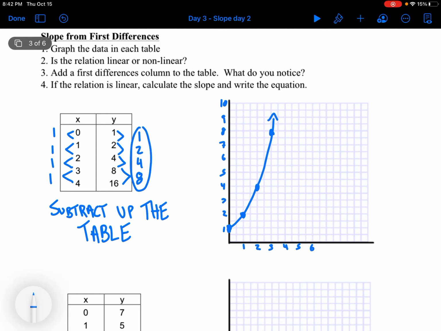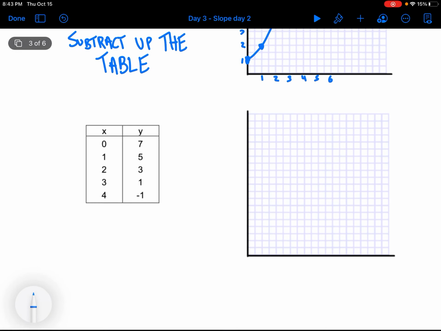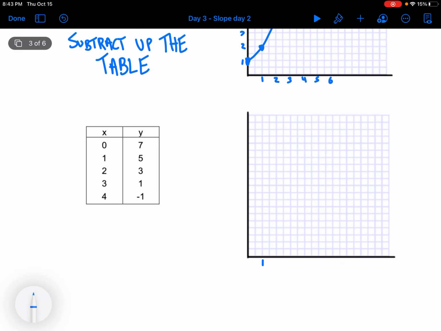Well, these are all different. What that actually tells me is, if the first differences are not the same, this is non-linear. The first differences need to be the same for this to be, or sorry, for this to be linear. So if we look at the next one, we'll do the exact same thing. 1, 2, 3, 4, 5. We'll stop there, and this one will go, oh boy.